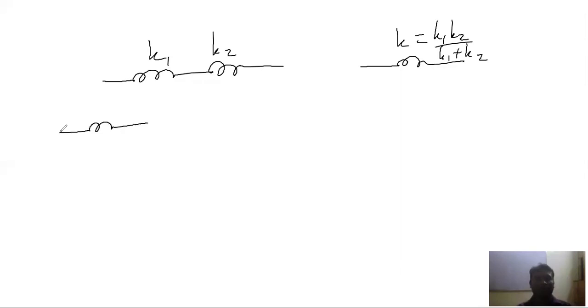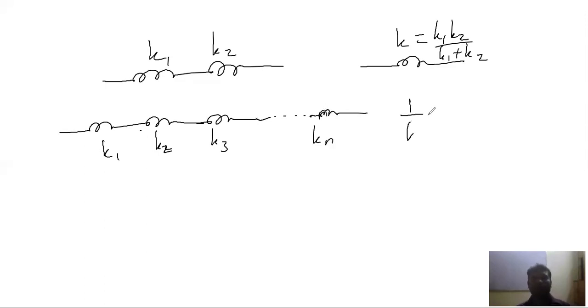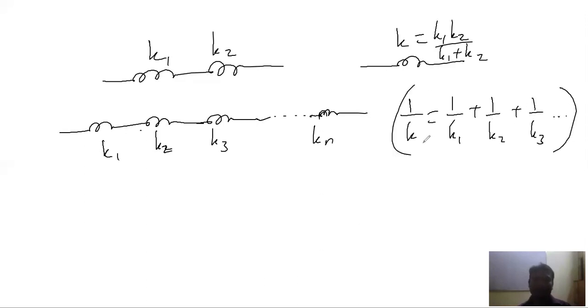In general, for n springs, spring 1, spring 2, spring 3, up to spring n, we have 1 upon K is 1 upon K1 plus 1 upon K2 plus 1 upon K3 and so on. So this is the expression for the equivalent spring constant for springs in series. Now let us consider another case, springs in parallel.